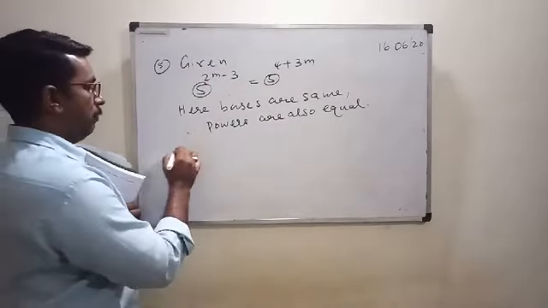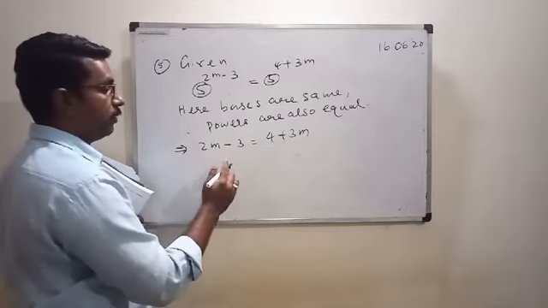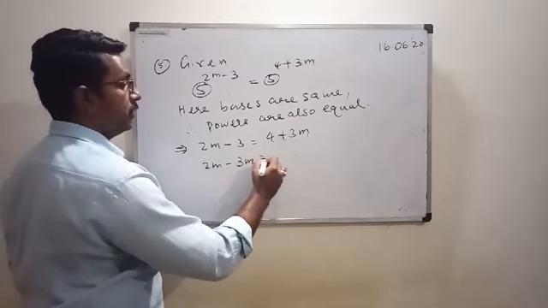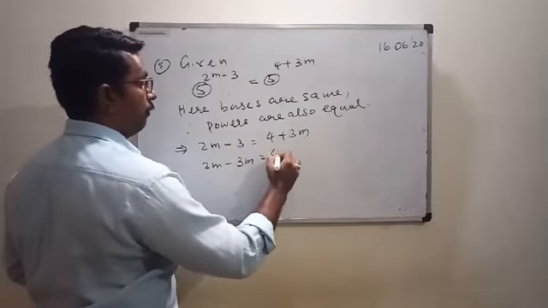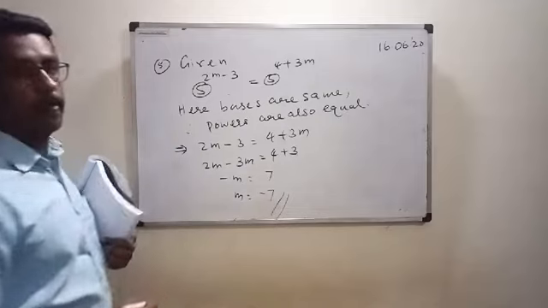What do we apply here? Laws of linear equation, application of linear equation. 2m minus 3m is equal to 4. This will go there, plus 3. Minus m. 2m minus 3m, what is the answer? Minus m is equal to 7. Therefore, m is equal to minus 7.